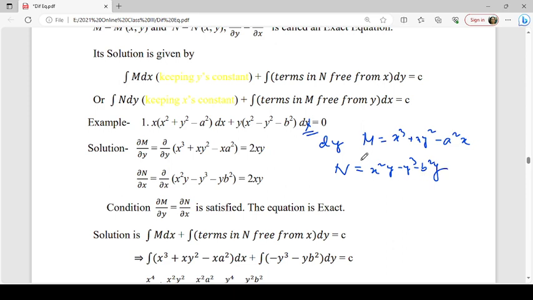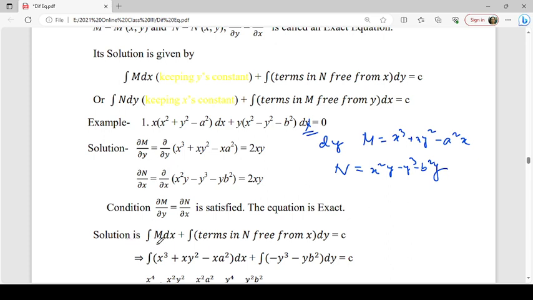So with respect to y we take the derivative: this is 0, this is twice yx, and this is 0. And here with respect to x, it is twice xy, this is 0, this is 0. So del M del y is equal to del N del x, it's satisfied, so the equation is exact.